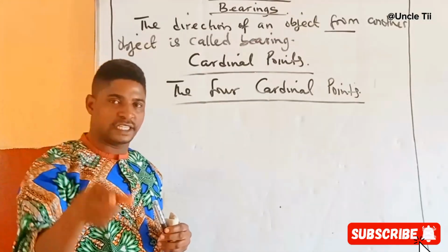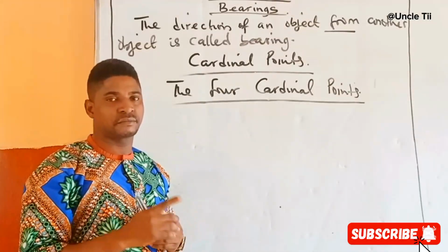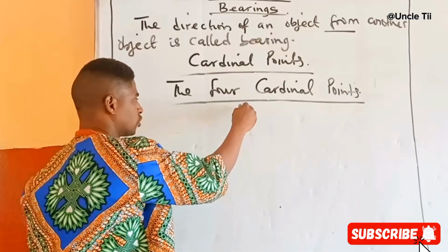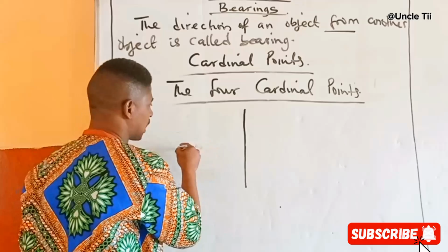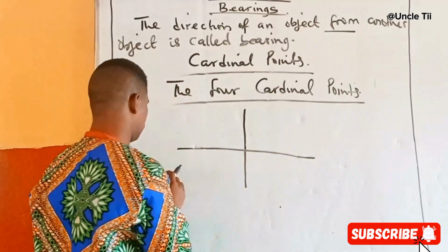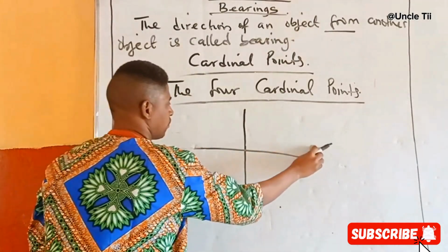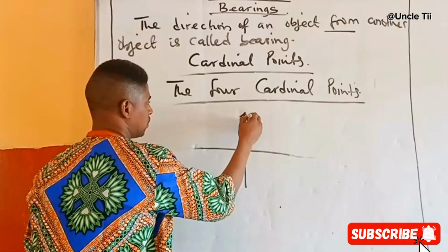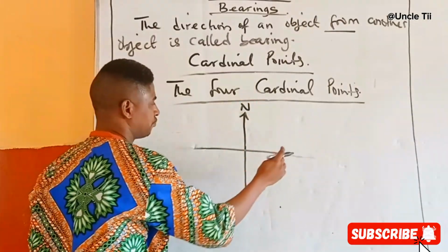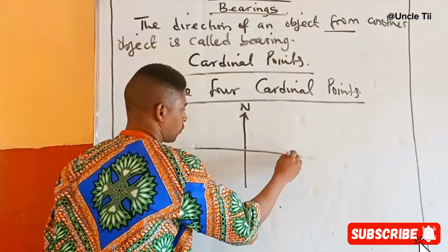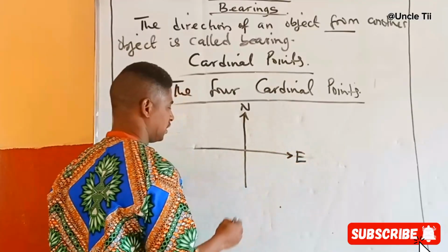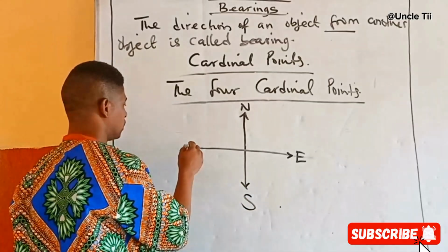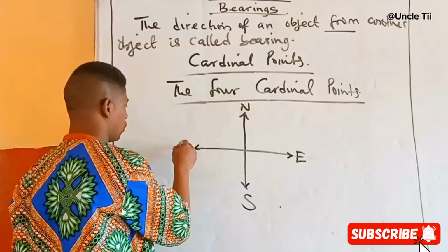North, south, east, and west make up the 4 cardinal points. So we have something that looks like a cross. Here is the north. Over here is the east. Here is the south. And here is the west.